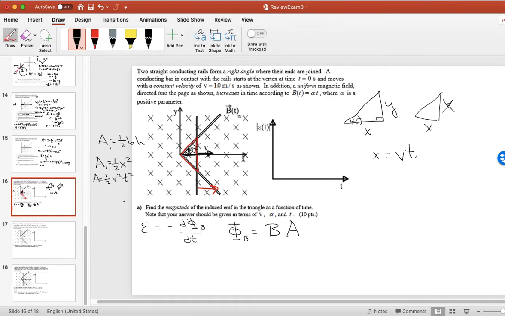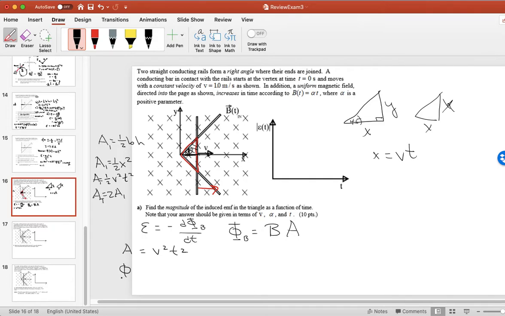And now the total area, right, so that's just area 1. The total area is going to be 2 times that. So A total is going to be 2 times A1. And so then that tells me that my area is going to equal V squared T squared. Great. All right, now what about my flux?